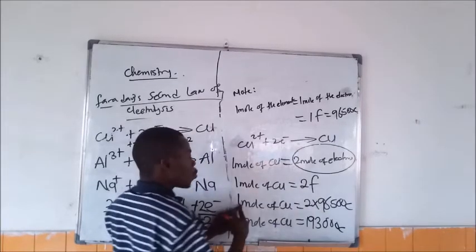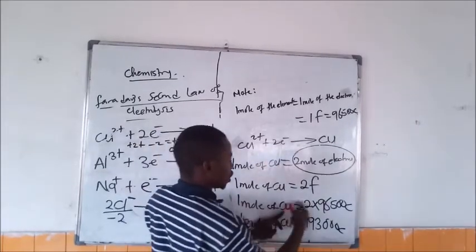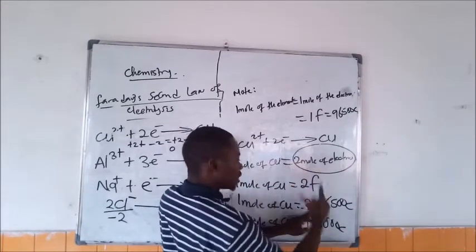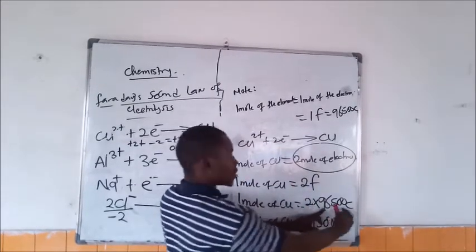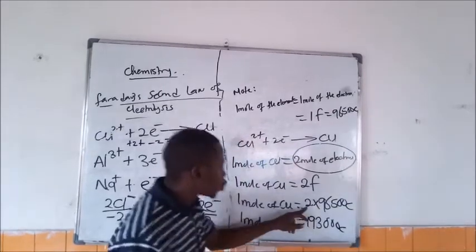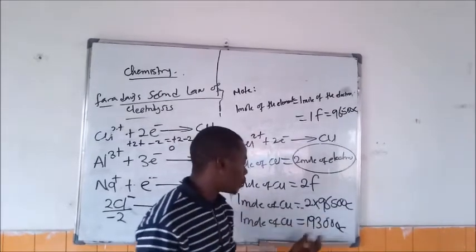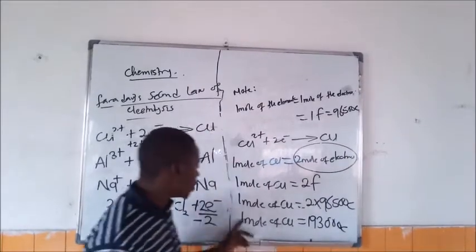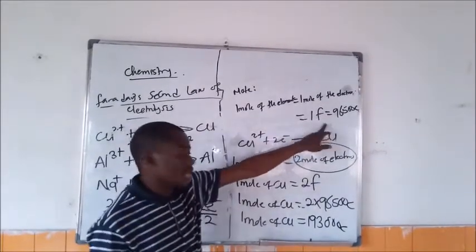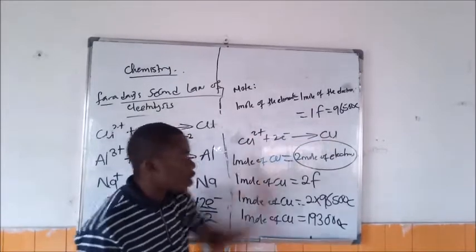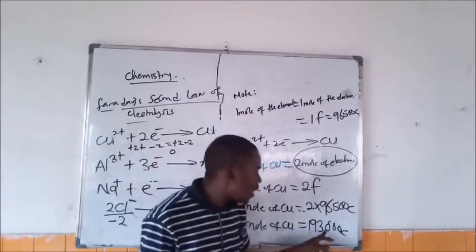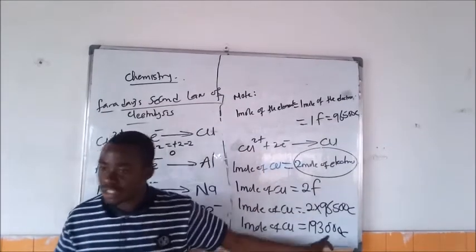If 1 mole of electron is equivalent to 1 Faraday, then 2 mole of electrons will require 2 farad. So 1 mole of copper is equal to 2 times this Faraday, and 1 farad is equivalent to 96,500 coulomb. 2 times 96,500 coulomb will give you 193,000 coulomb. So for 1 mole of copper to be discharged, it means 193,000 coulomb quantity of electricity.